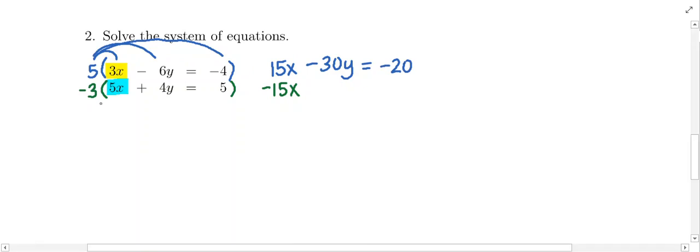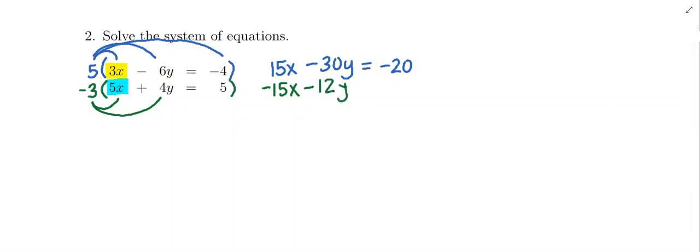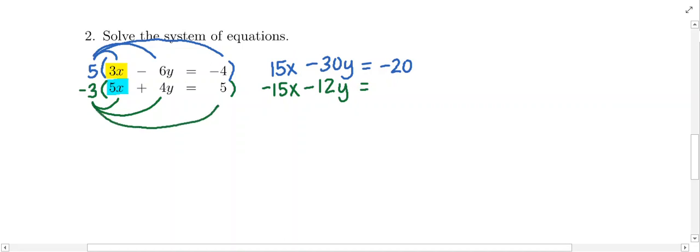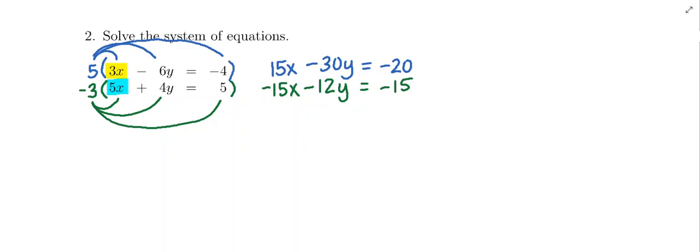Now we adjust the second equation. We're going to multiply negative 3 throughout. So negative 3 times 5x is going to give us negative 15x. Negative 3 times 4y is going to give us negative 12y. And then on the other side of the equal sign, we are going to have negative 3 times positive 5, that's negative 15. And then we add.